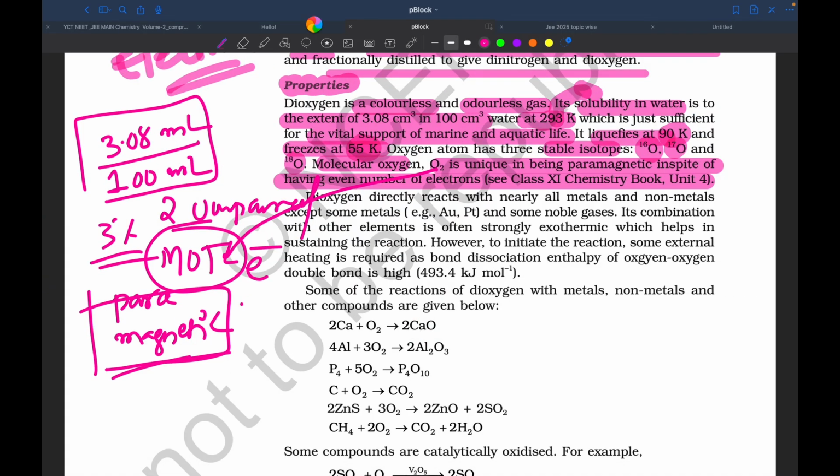Yeah, so we'll come back to our class again. This point you should remember properly. Many times questions are asked: O2 is paramagnetic in spite of having an even number of electrons. This is explained by the MOT theory, and these things are mentioned here.